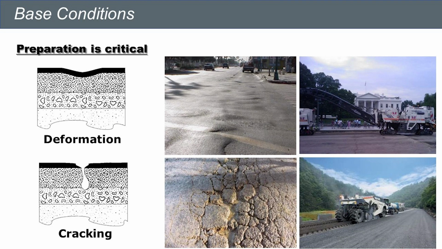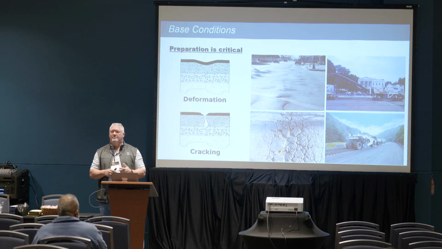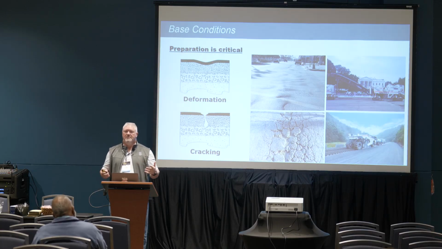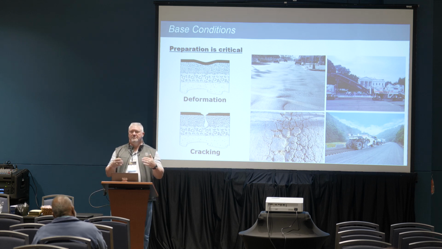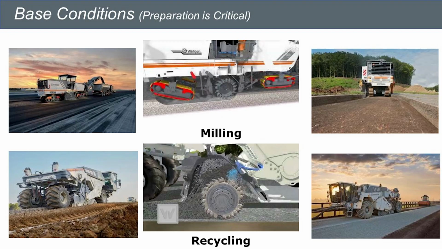Preparation is critical, so again, we can just mill it, or we got to do something different when we have this, whether it's remove and replace or stabilize it. But whatever we're going to do, we need to make sure it's smooth so that our surface is going to be smooth. If we're milling it, again, like I said, make it smooth. If we're reclaiming it, make it smooth.